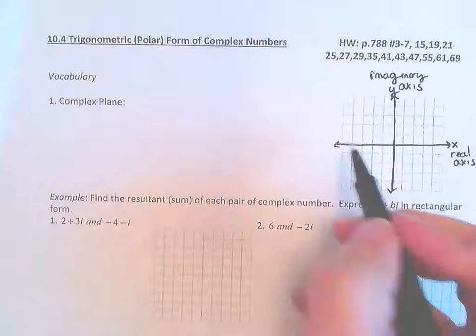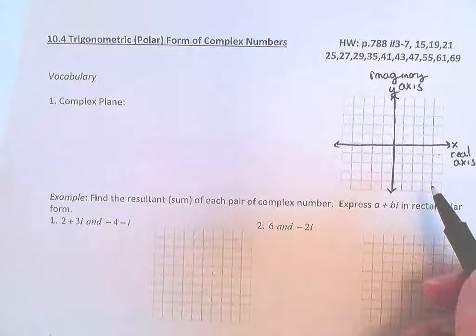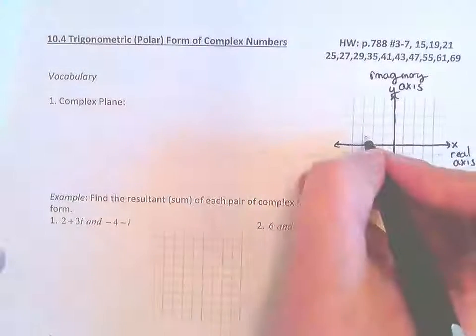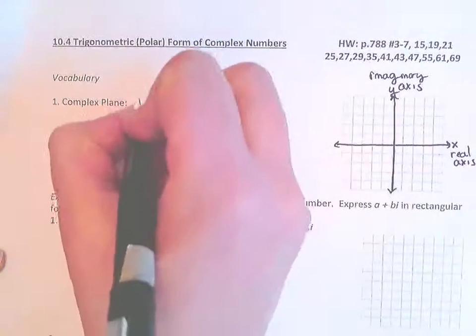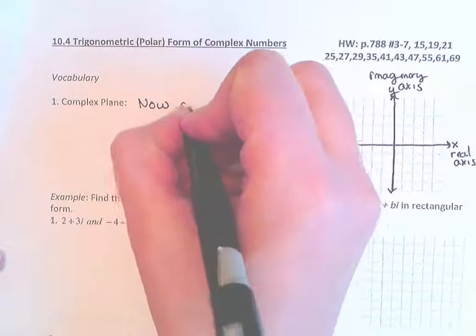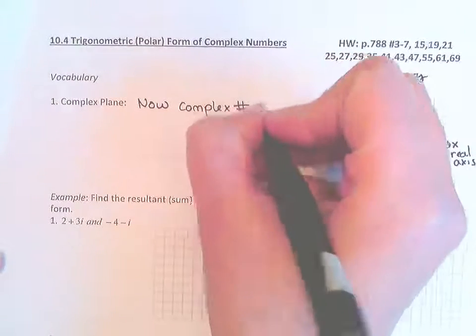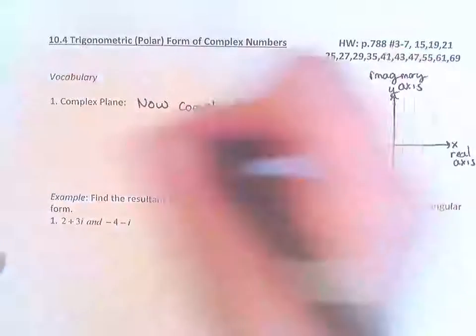Okay, so the x-axis is called the real axis and the y-axis is called the imaginary axis. That is the complex plane. Now, complex numbers can be graphed.